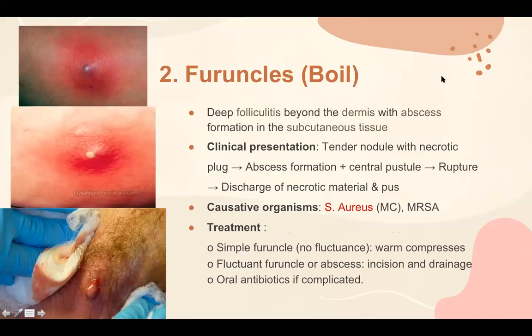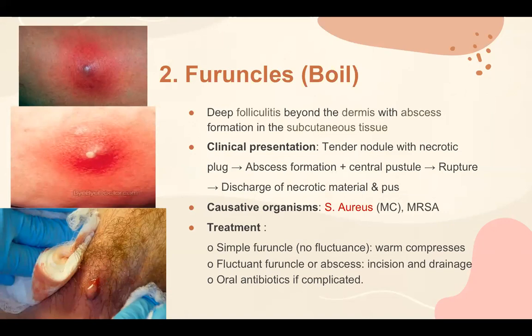Next is furuncles, also known as boils. Now they're a kind of folliculitis, but deeper, into the dermis, with abscess formation. They start off as tender nodules with a necrotic plug, as you can see in the top picture. And then when the abscess formation starts, it presents as a central pustule. And then eventually it ruptures and results in discharge of necrotic material and pus.